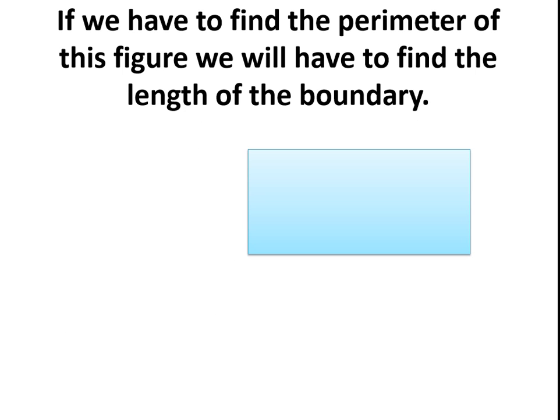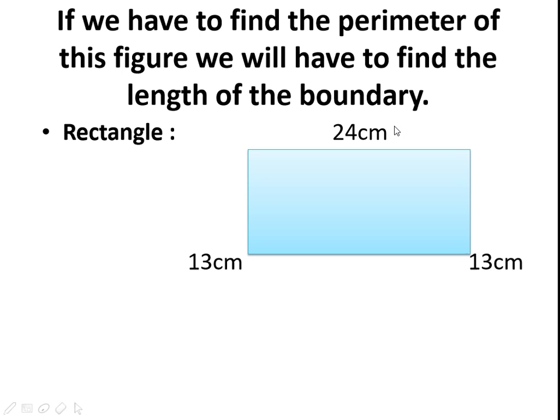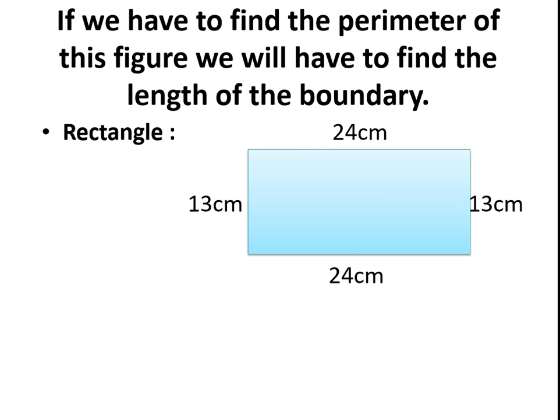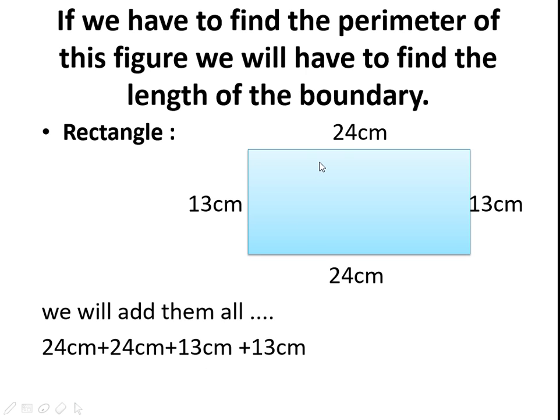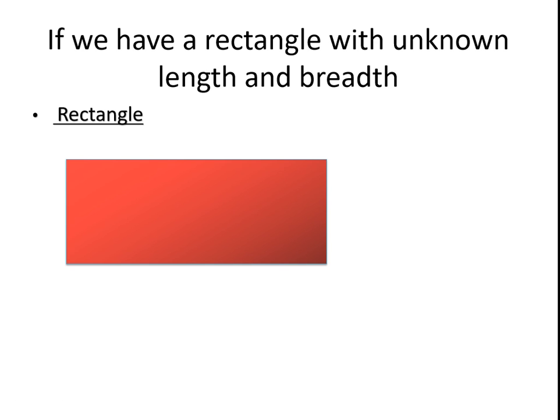Yes. So one side of the rectangle is 24. What will be the other side? Yes, this is the opposite side of this. This is 24. As we said, it is a special shape and the two opposite sides are equal. So 24 and 24; breadth is equal to breadth and length will be equal to length. It's very simple. We'll add them all and we'll find the perimeter.